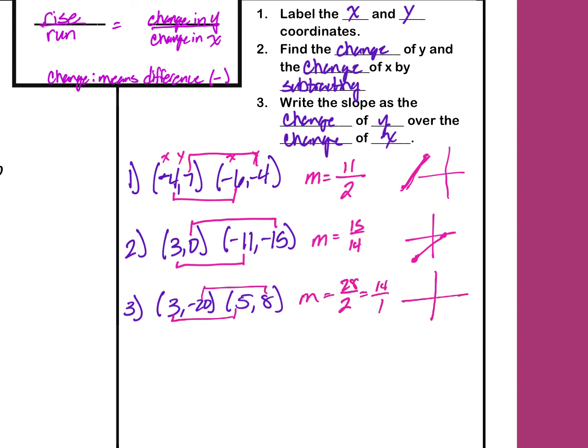And then if I just kind of graph it, right? 3, -20 is somewhere over here. And 5, 8 is somewhere over here. So is it going to be positive or negative? Positive. Again. So one more for you guys to do. And it's going to be super easy. So 3, 4. And 1, 7.